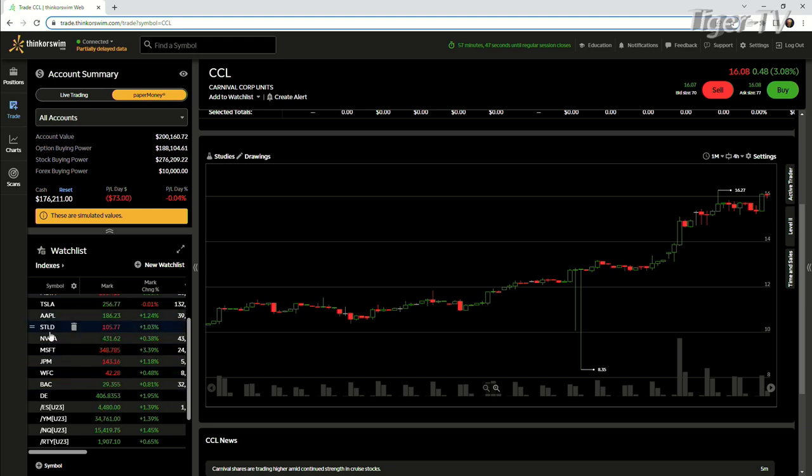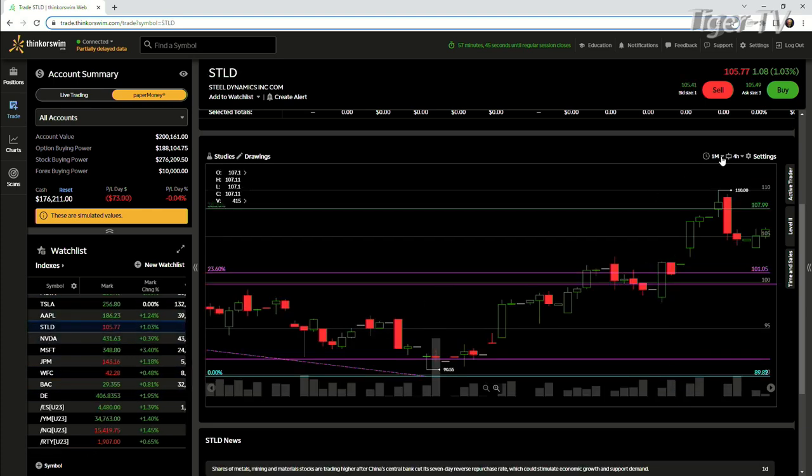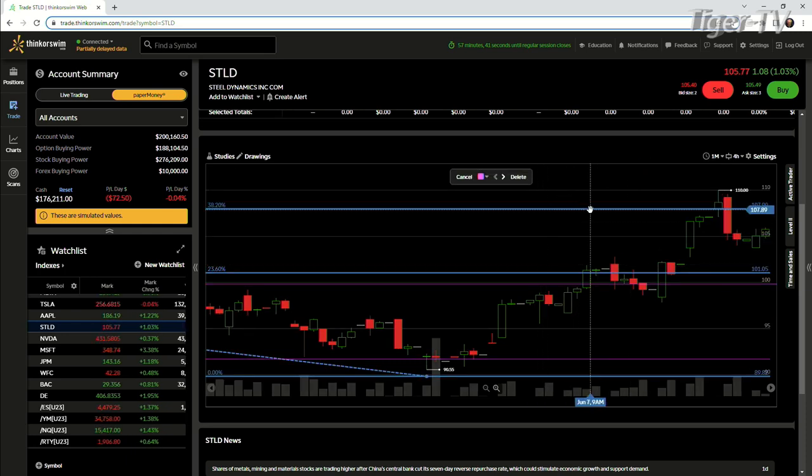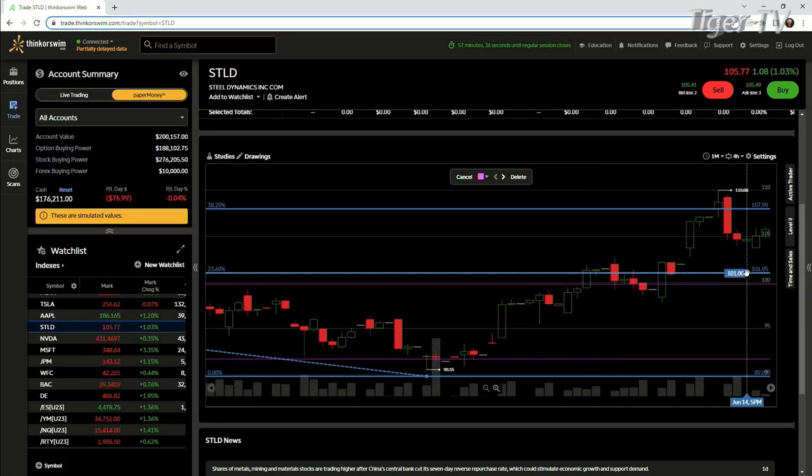The battle in Steel Dynamics continues. We'll stay on the monthly for it, if I can get rid of this drawing here. Did this on my personal computer and carried over to this one. Regardless, we reached 110, I believe, yesterday. And yep, we're battling in that area. So we'll see what happens with Steel Dynamics. Nucor is following the same kind of trend.